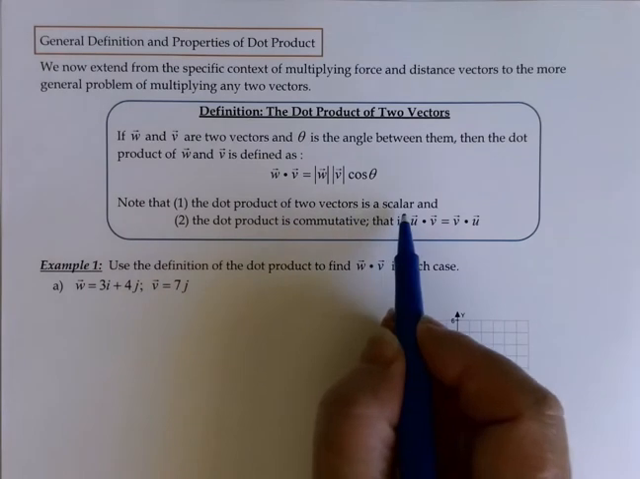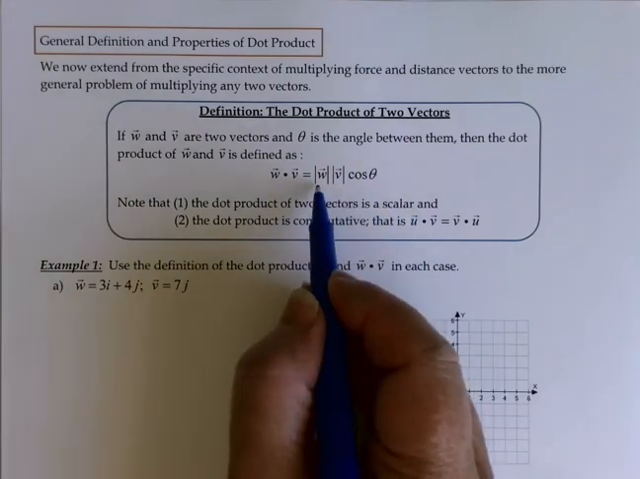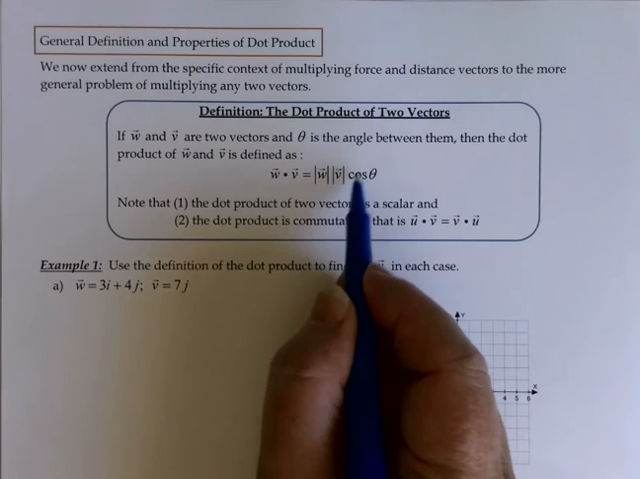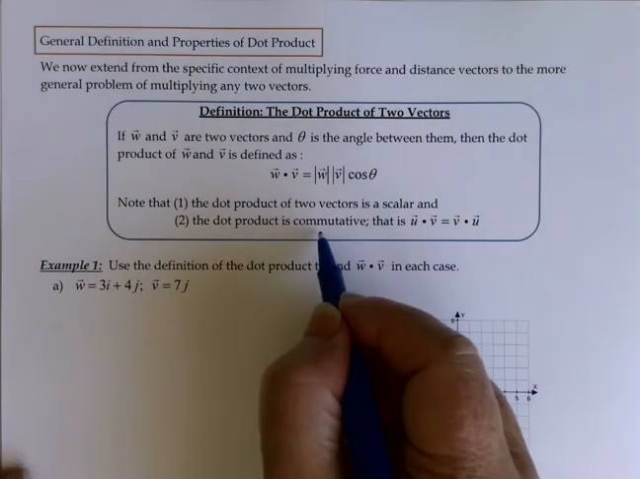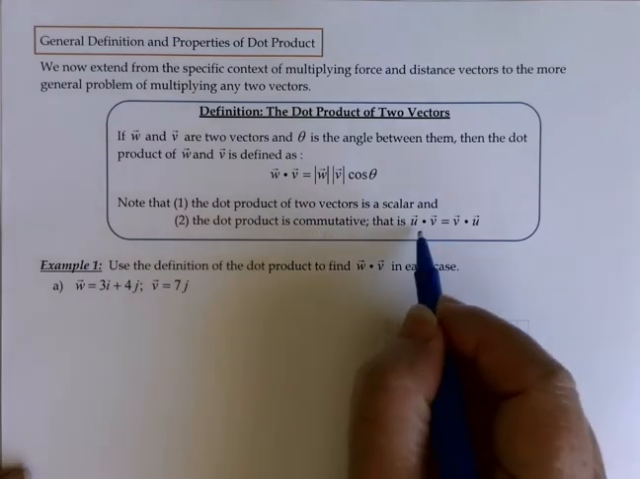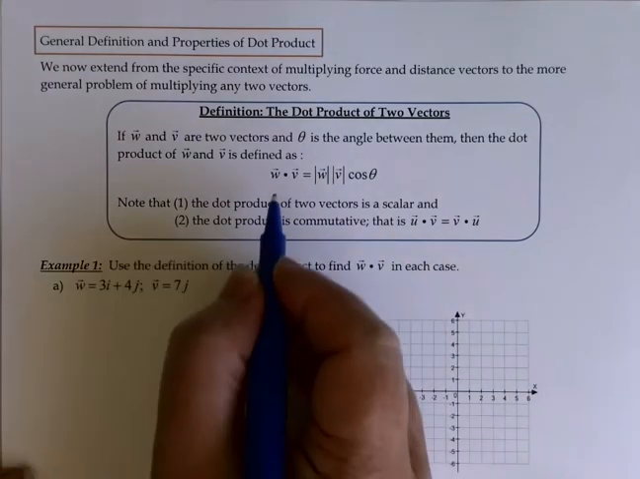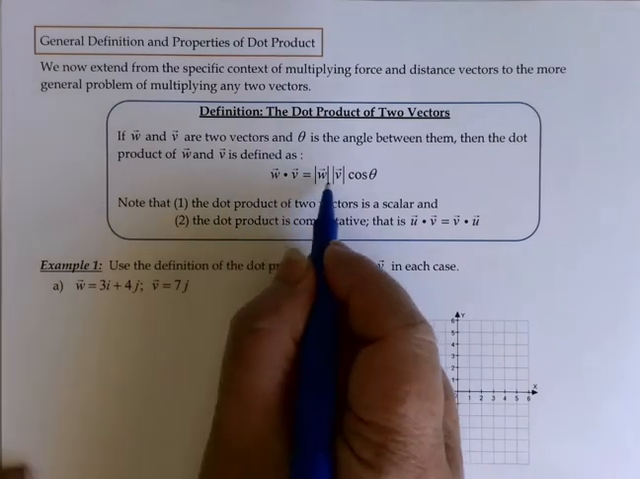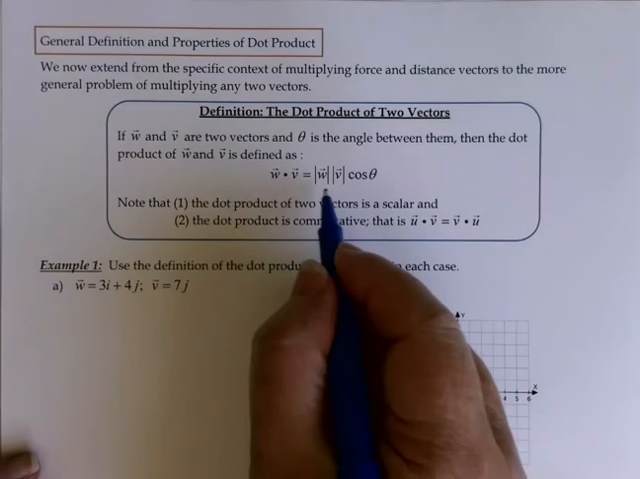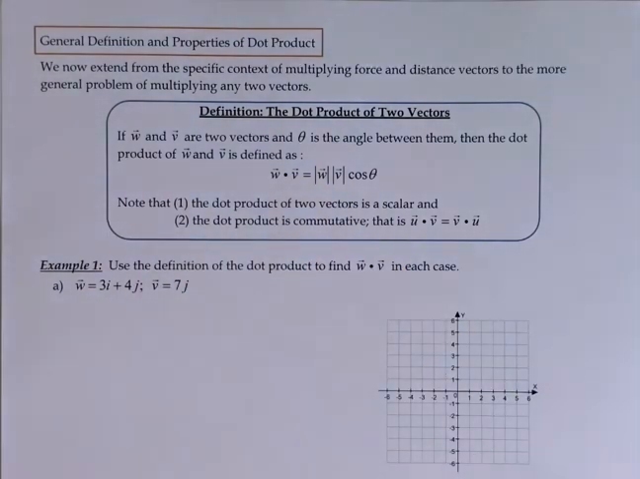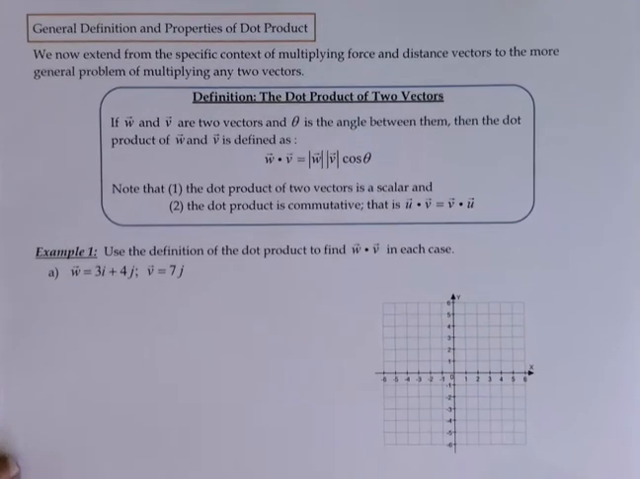Notice that this dot product is a scalar, right? The magnitudes are scalars. The cosine of an angle is a scalar. This is just a scalar. And also that the dot product is commutative. U dot V is the same as V dot U. All that would happen if I changed the order here is that I would swap where the magnitude of W and the magnitude of V were. And of course that wouldn't make any difference to the final answer. All right, we'll need to do a little geometry and trig to use this definition of the dot product, but we're going to practice taking a few dot products.